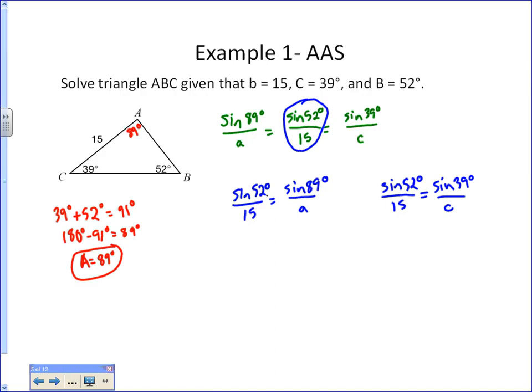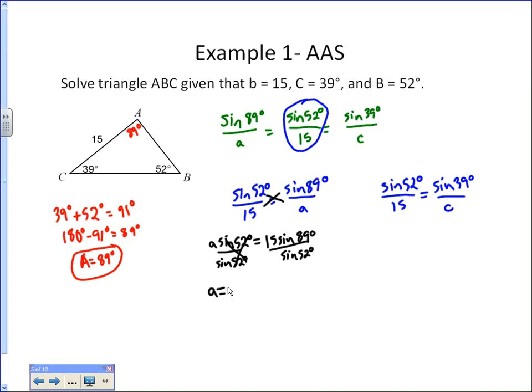Okay, I'm going to do this times this. So sine of 52 degrees times A is A sine 52 degrees equals 15 sine 89 degrees. So to solve for A, I would divide by sine of 52 degrees on both sides. Okay, so now A is by itself, and let's talk about putting this into the calculator.